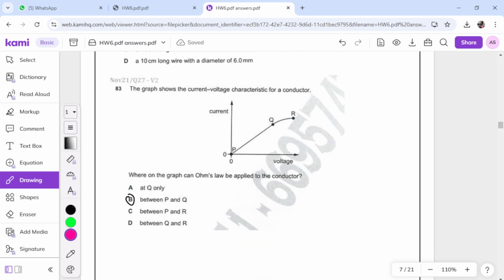The graph shows the current-voltage characteristic for a conductor. Where on the graph is Ohm's law applied? Of course, in the straight line. So it will be Q.